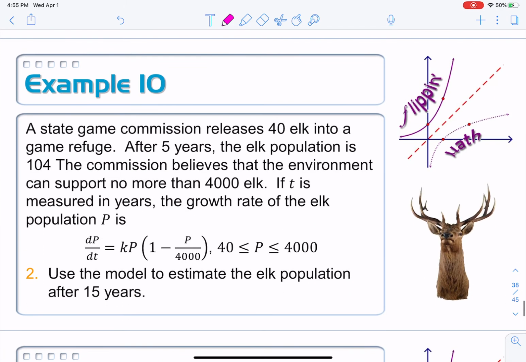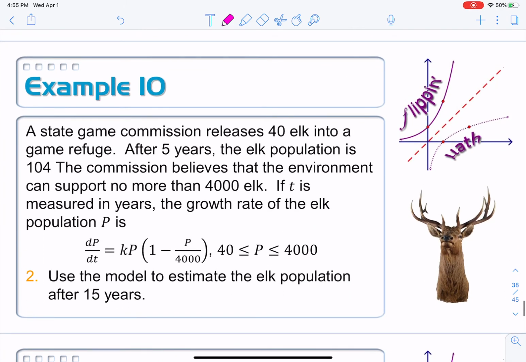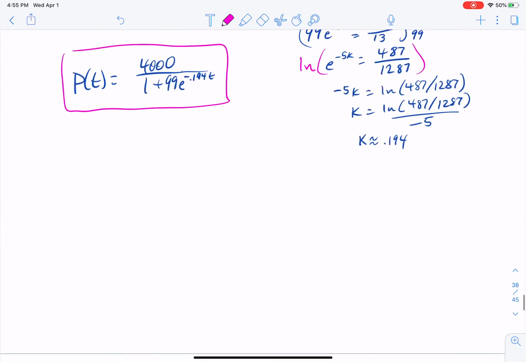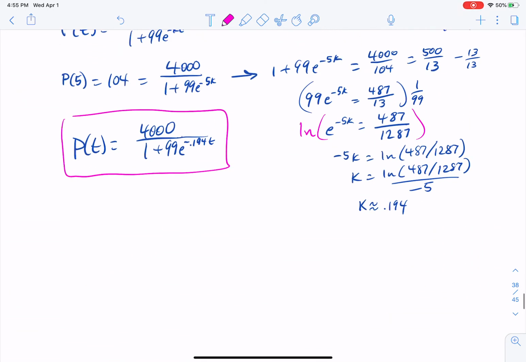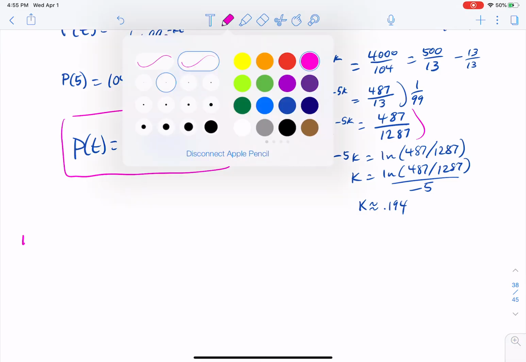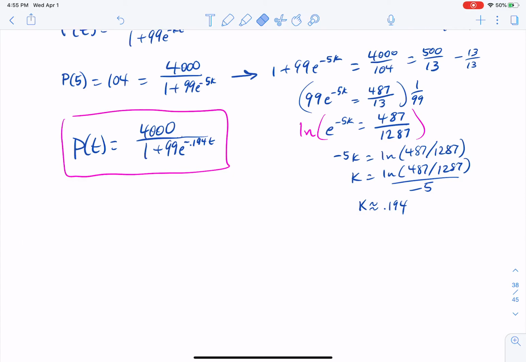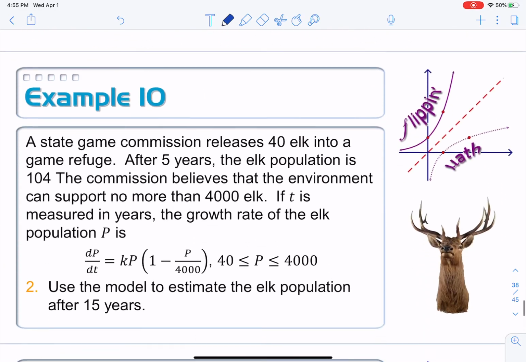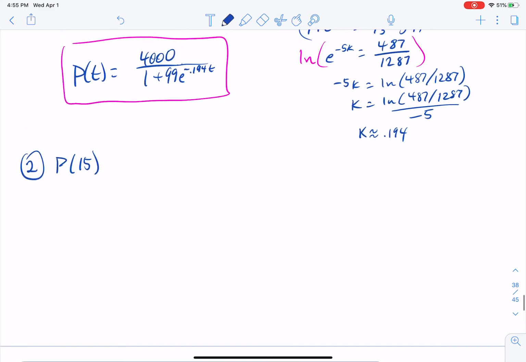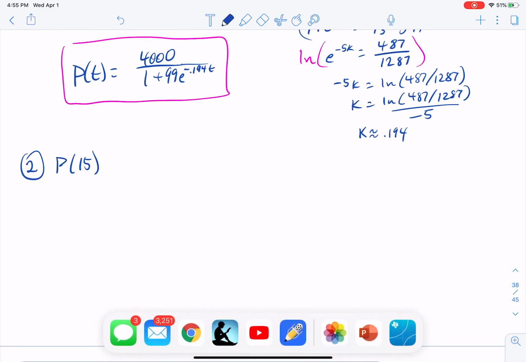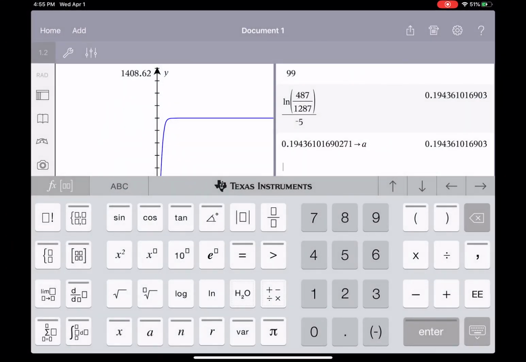It asked us to use the model to estimate the population of the elk after 15 years. Okay, that's going to be fairly simple. But like step number 1, change your color back to blue, or else people are going to laugh at you. Number 2, I just want to find P of 15. So I'll plug all of this into the calculator, of course.